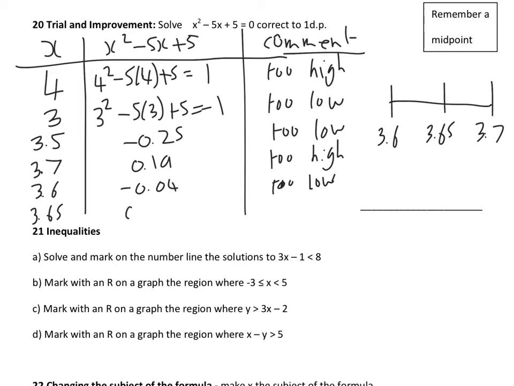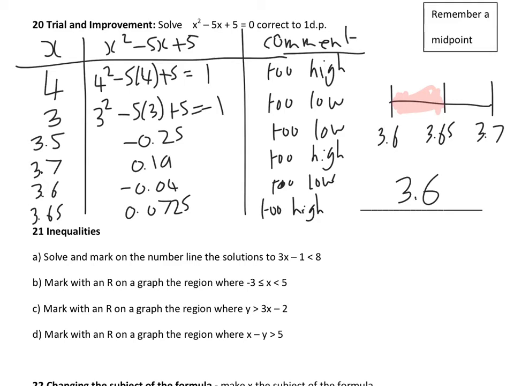That gives you a positive number, 0.0725, and that's too high. So your answer, if you were to keep going forever and ever and try and get the exact answer, is going to be somewhere between 3.6 and 3.65. Now, any answer in there, when you round it to one decimal place, which is what we're working to, only to 1 dp, would be 3.6.